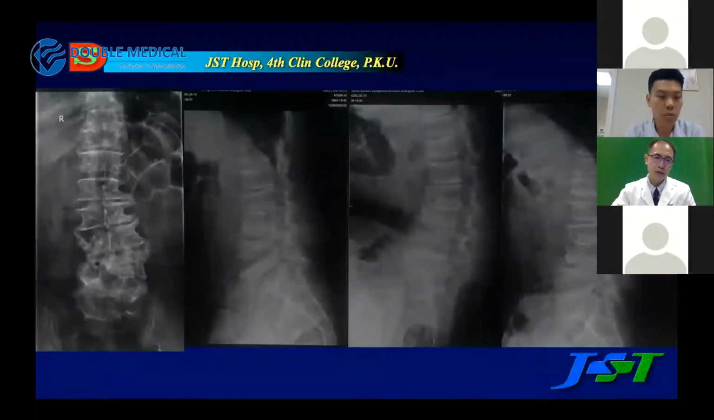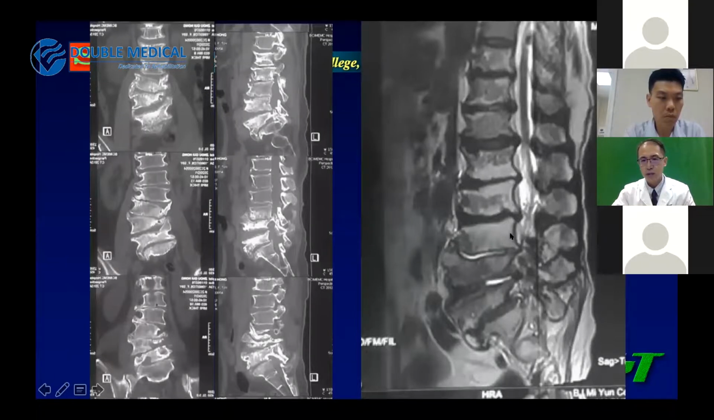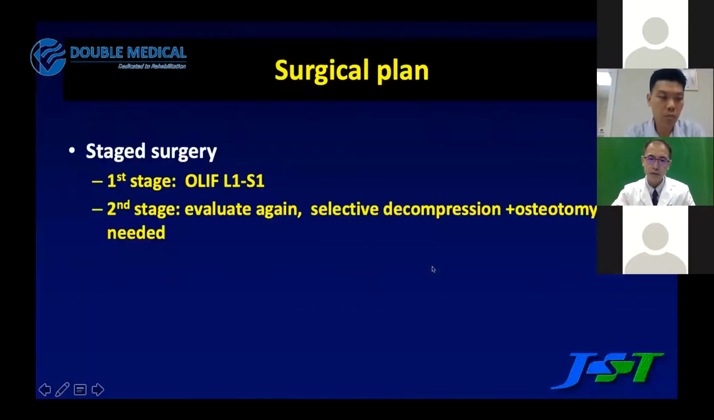Also, the X-ray of the lumbar spine shows a very severely degenerative lumbar spine. We can see very huge osteophytes, and the shape of the vertebral body also changed a lot, and the lumbar lordosis was also lost. This is the CT scan, which shows the degenerative change of all the lumbar spine levels. The MRI shows multilevel stenosis. Transverse MRI shows multilevel central canal and lateral recess stenosis.